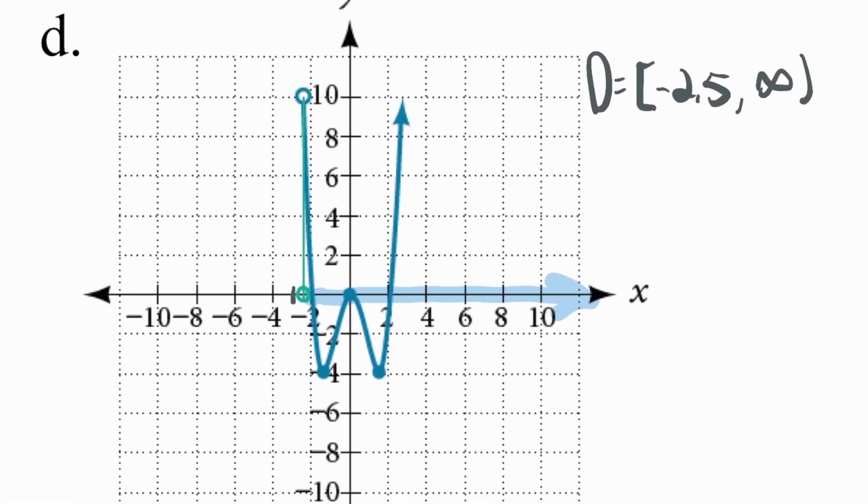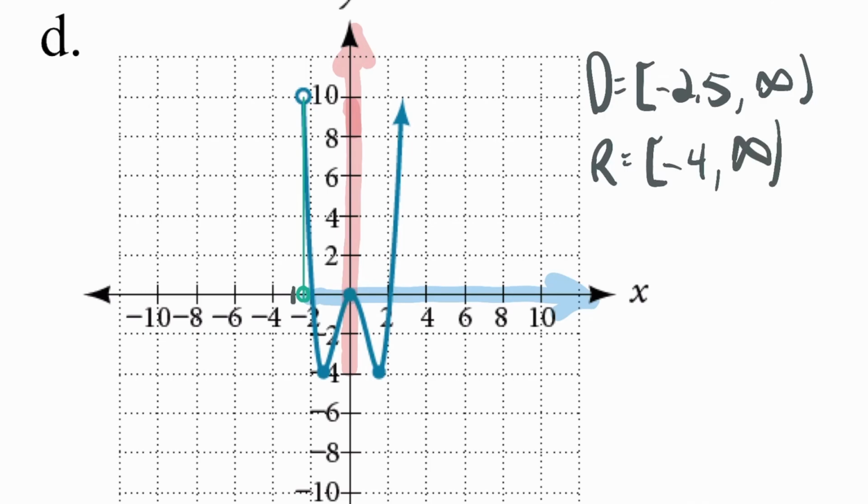So now range. Now this is a little bit harder. At the bottom end, we're starting down here at negative 4, including, and we're going up. Do we stop at 10? Well, no. This arrow means we're continuing that trajectory. So although this side doesn't go above 10, this side does. So we just continue up to infinity. So the range is going to be negative 4 inclusive up to infinity.